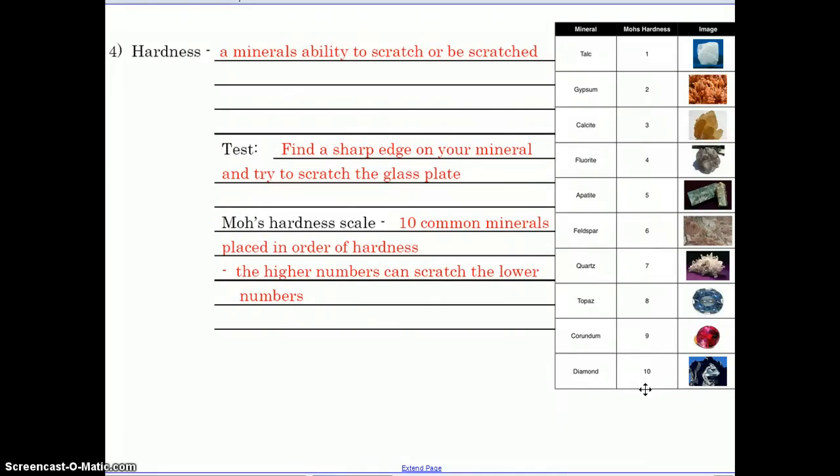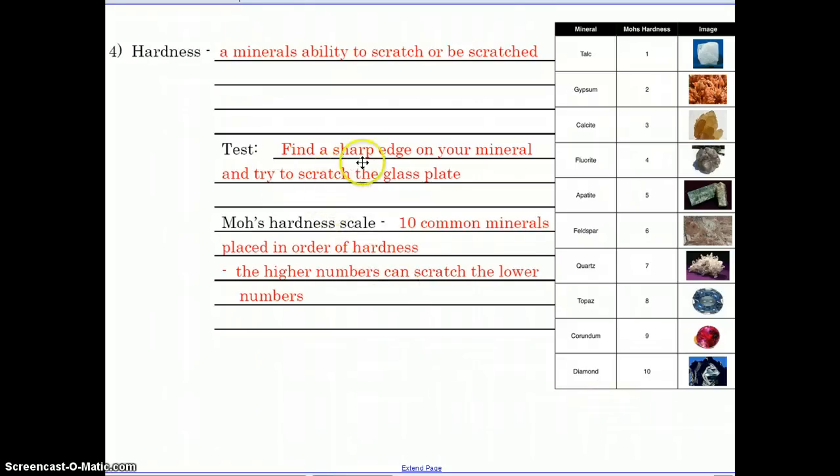It can be very brittle. So if you take a hammer and you hit a diamond, you could shatter it easily, but it's not going to be easily scratched. It can't be scratched by any other natural mineral, because it has a hardness of 10.